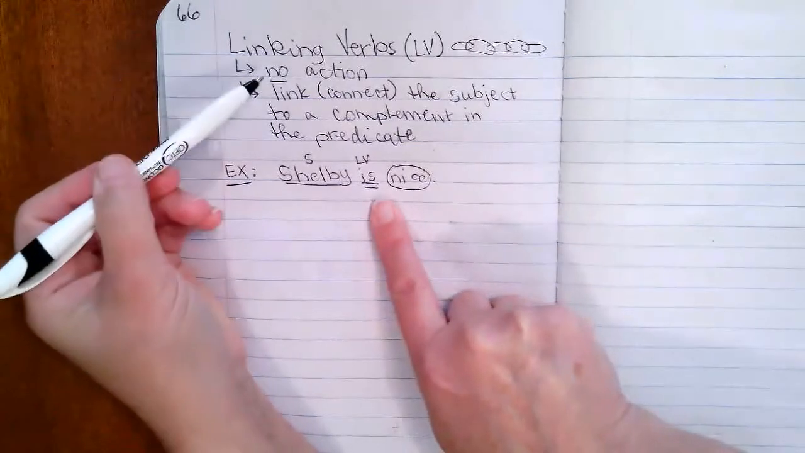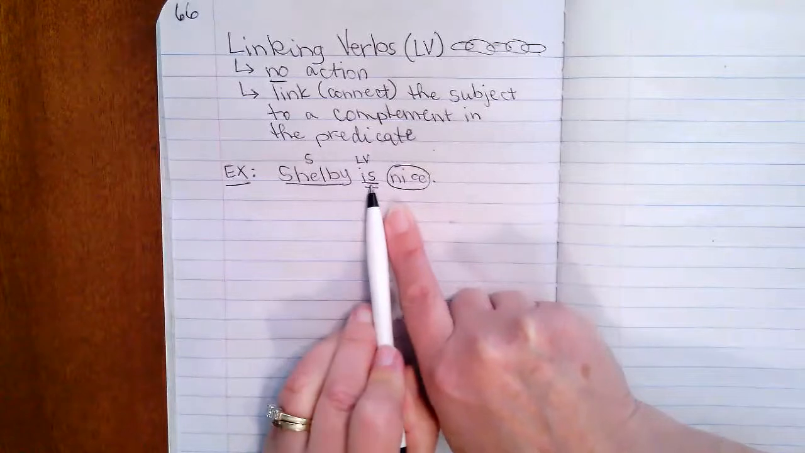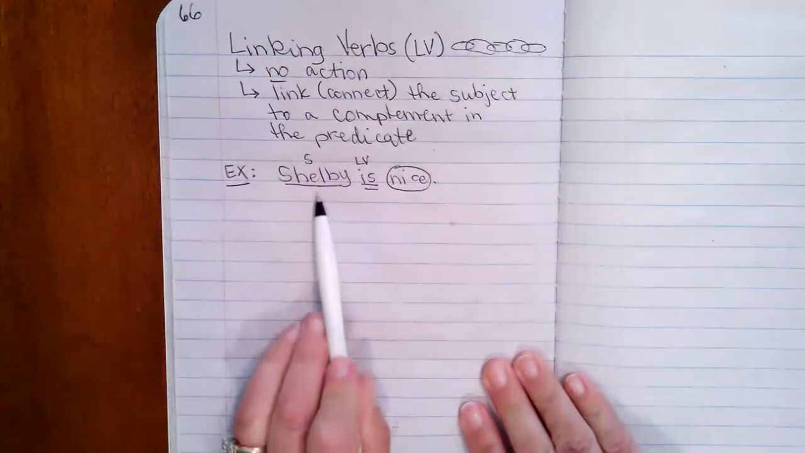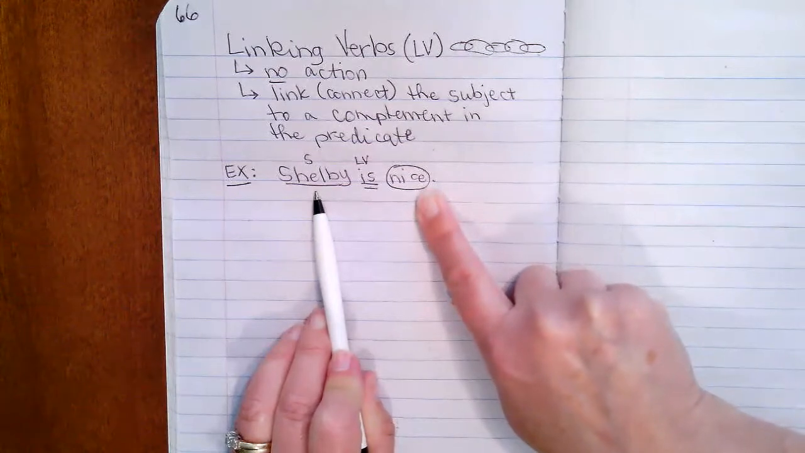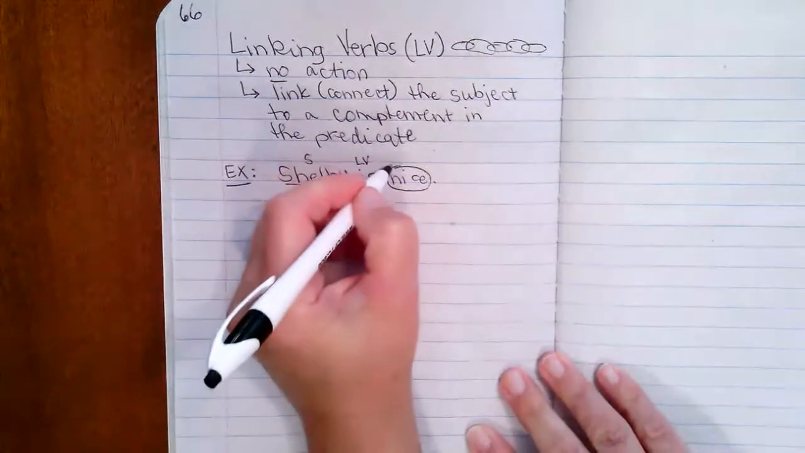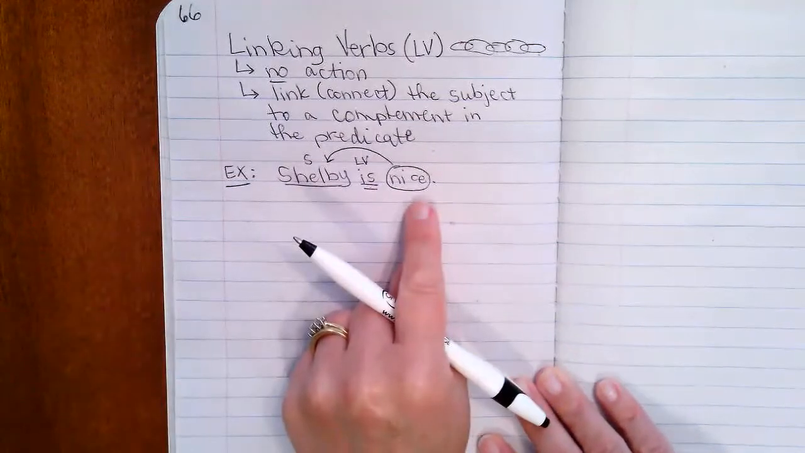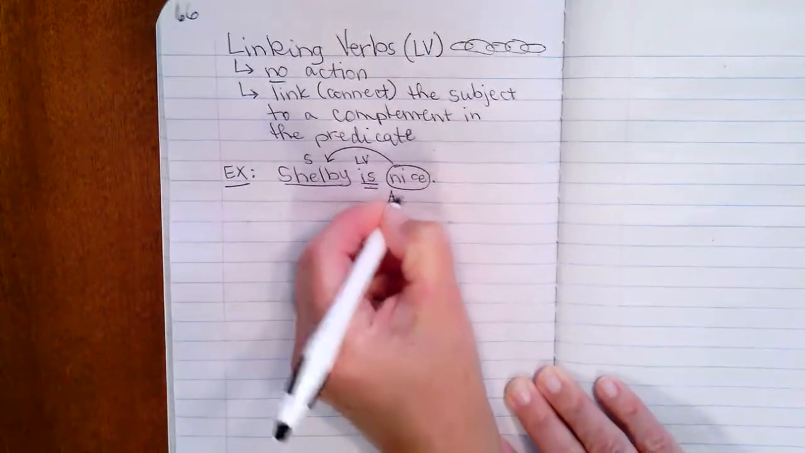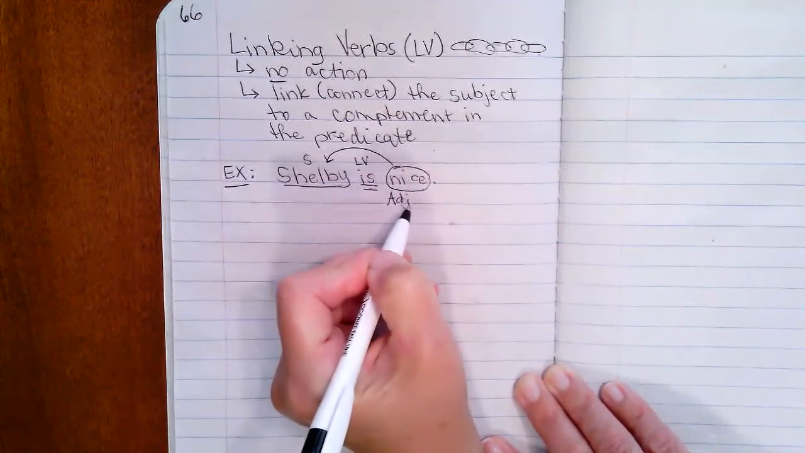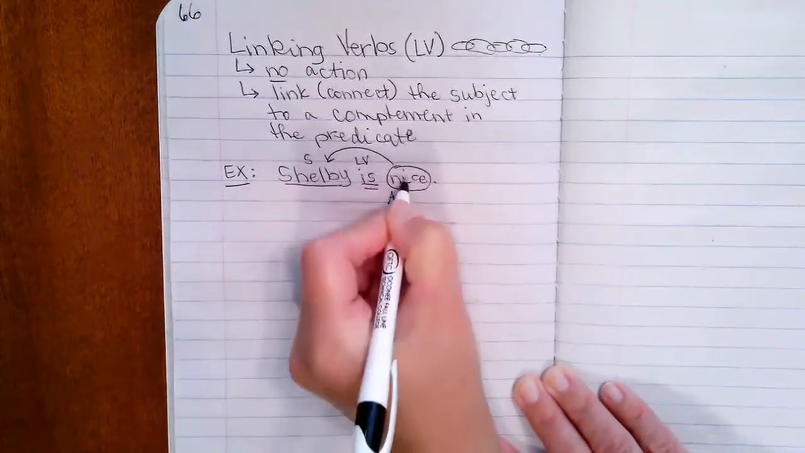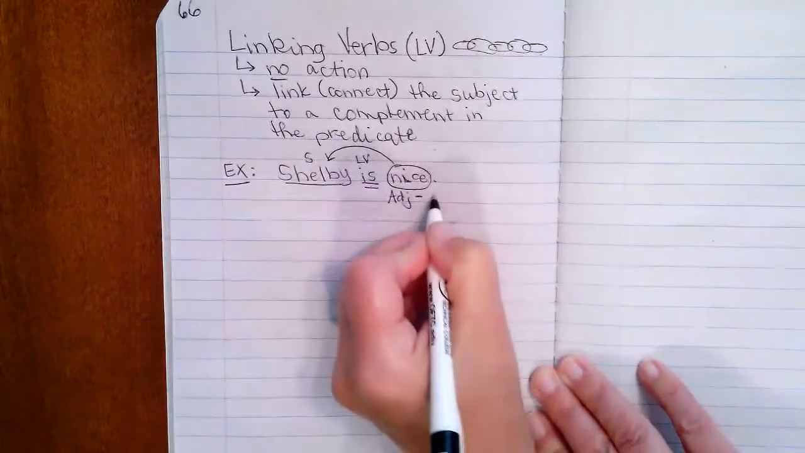Let's look at our rules. Is is not a word that shows action. And the job of this linking verb is to connect the subject, Shelby, to a complement in the predicate. So what does nice do? Well, nice lets us know about Shelby. And we said that nice is an adjective. I'm just going to put the abbreviation. Nice is an adjective, which we circle adjectives, so we already have that symbol. It's an adjective, and here's what it's doing.